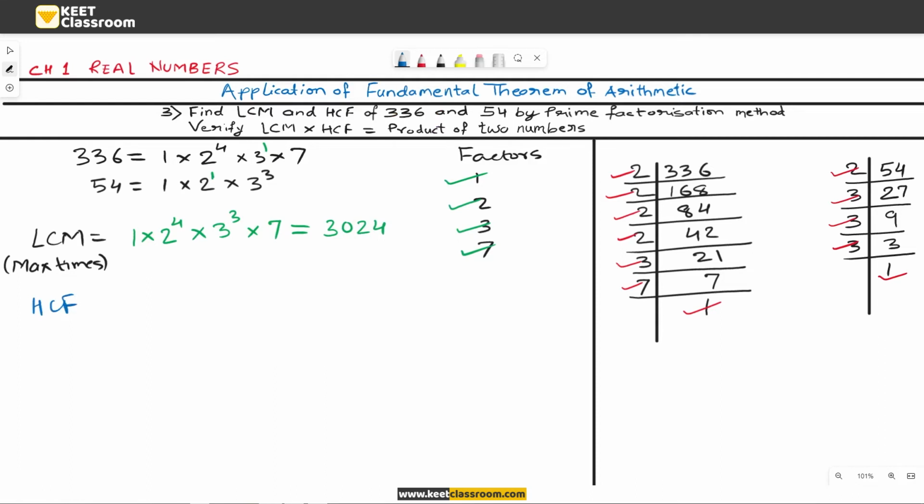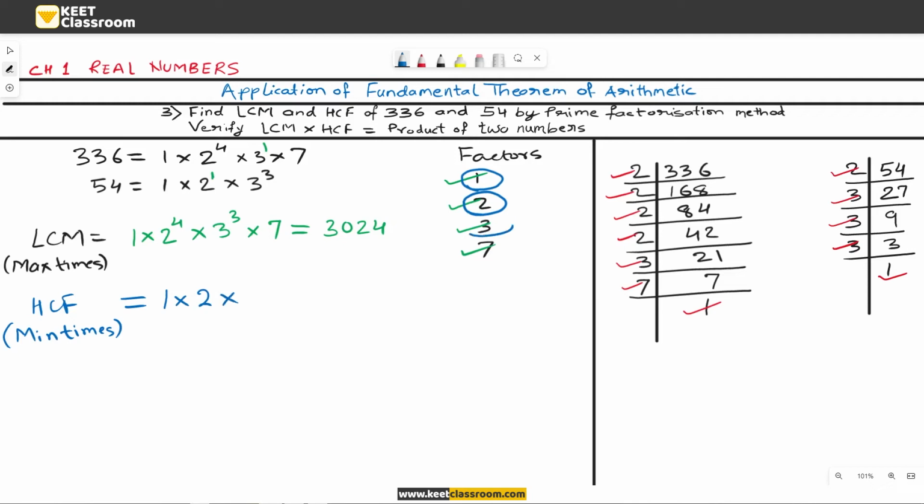Now let us find the HCF. For HCF, we take the factors which are present the minimum number of times. So now let us start from 1 again. So the first factor is 1. 1 is present 1 time in 336 and 1 time in 54. Therefore, the minimum presence is 1. Therefore, we write 1 in the HCF part. Now, the next factor is 2. 2 is present 4 times in 336 and 1 time in 54. Therefore, the minimum presence is 1 time. Therefore, we take 2 in the HCF part, that is 2 raised to 1.